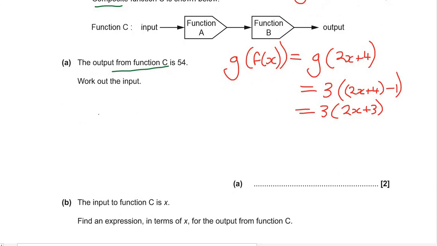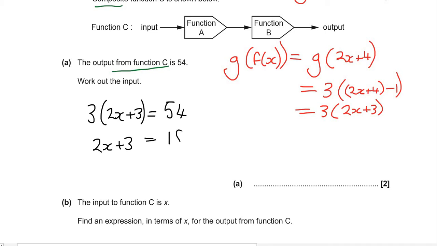Okay, and if we know the output is 54, that means that 3 lots of 2x plus 3 equals 54. We can easily solve this now by dividing by 3. So 2x plus 3 is 54 divided by 3, which is 18. 2x is 18 minus 3, which is 15, and so x equals 7.5.